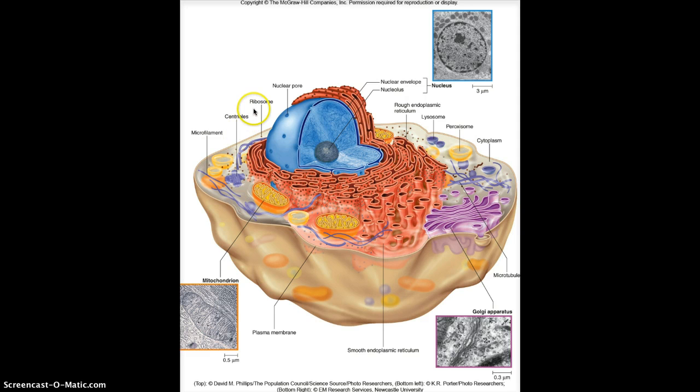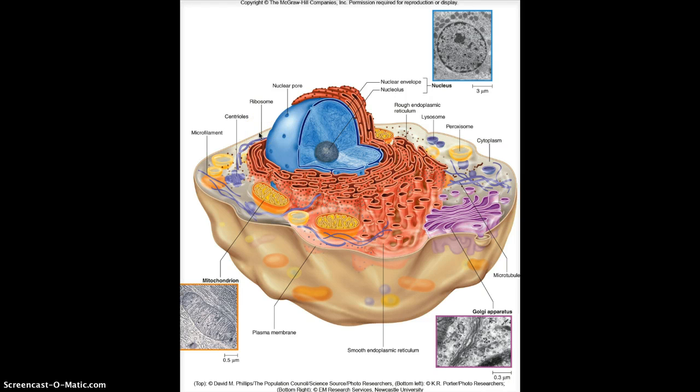Next, we're going to look at ribosomes. As you can see, they're very small substances. They are composed of a substance called RNA, which is actually pretty similar to DNA, and they have an important job, which is to synthesize protein.